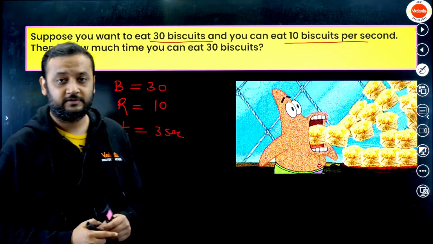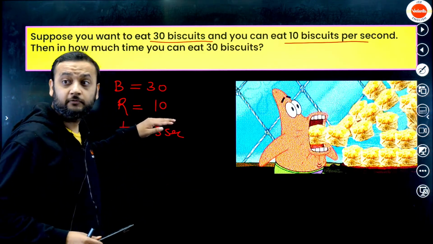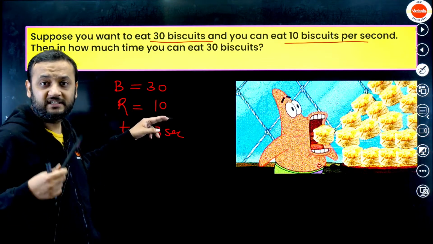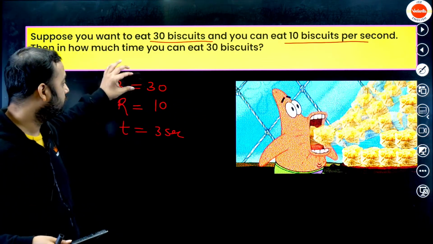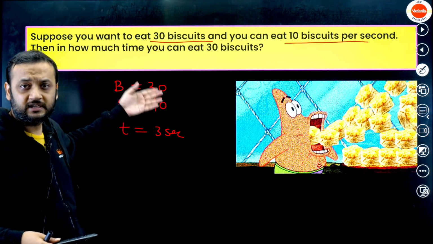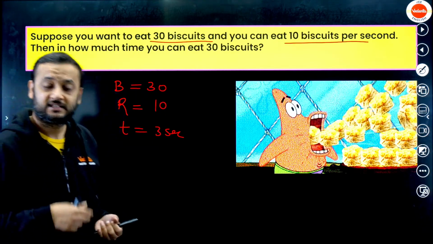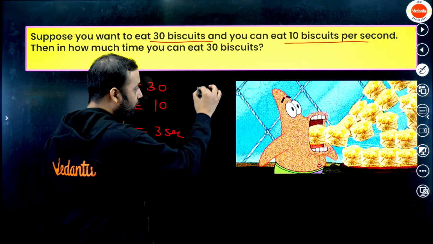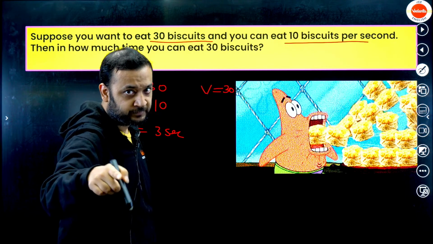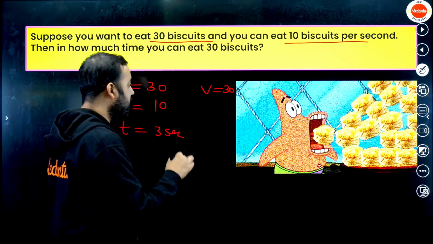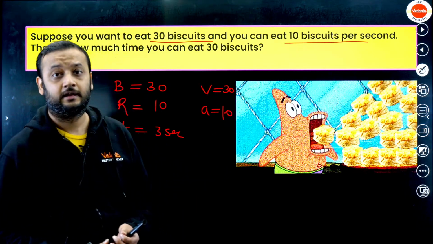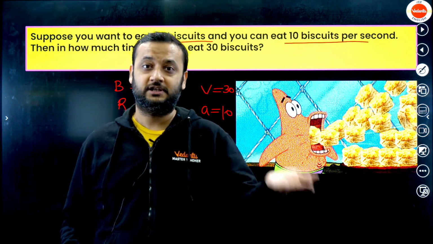So try to understand what I am saying. This rate represented how many biscuits you are eating per second, and you wanted to eat 30 biscuits. So in how much time could you eat 30 biscuits? 30 by 10, that means 3 seconds. Similarly, suppose you want to acquire this much velocity, 30, starting from rest, and acceleration is 10. So what is acceleration? Acceleration is the rate at which velocity is increasing.